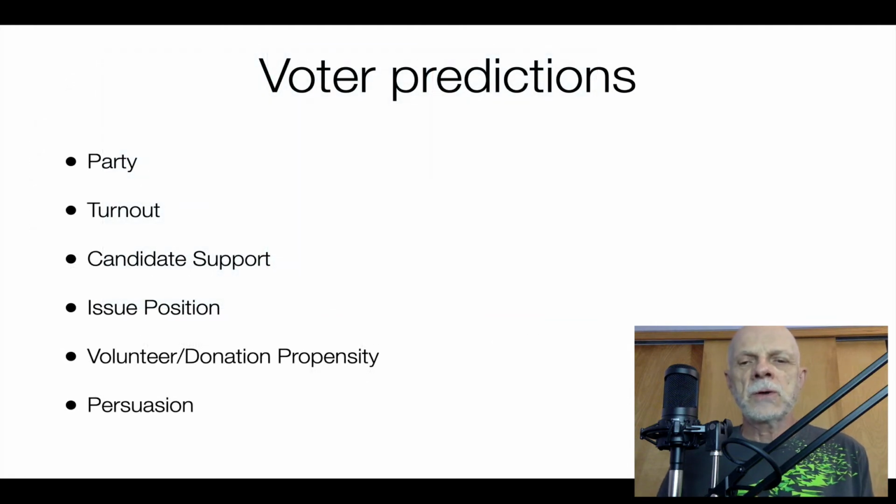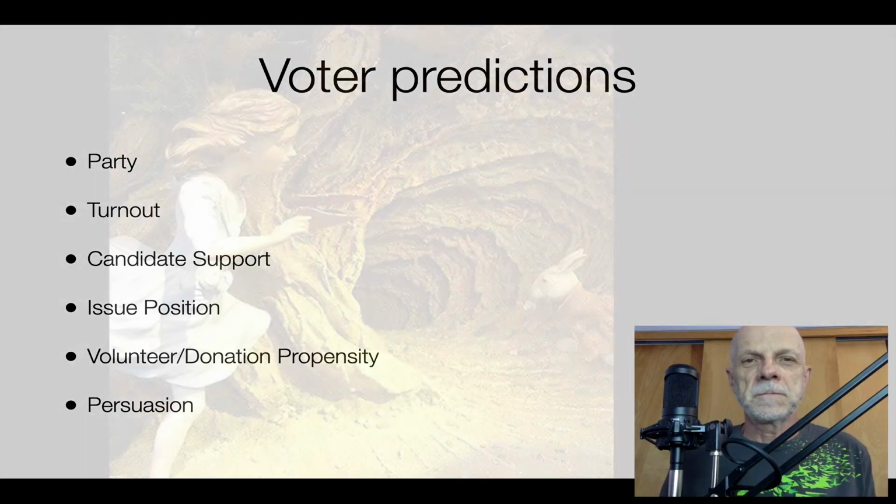So these are things we may want to predict in making a classifier: what party they are, based on some number of features that we got from some demographic data, the likelihood of them voting, are they likely to support the specific candidate that we're interested in, what's their position on a number of issues, are they pro-abortion, pro-guns, or where do they fit in all these issues, are they likely to volunteer or maybe give some donation, and how persuadable are they? If they're on the fence about who to vote for, can we persuade them to vote for our candidate?